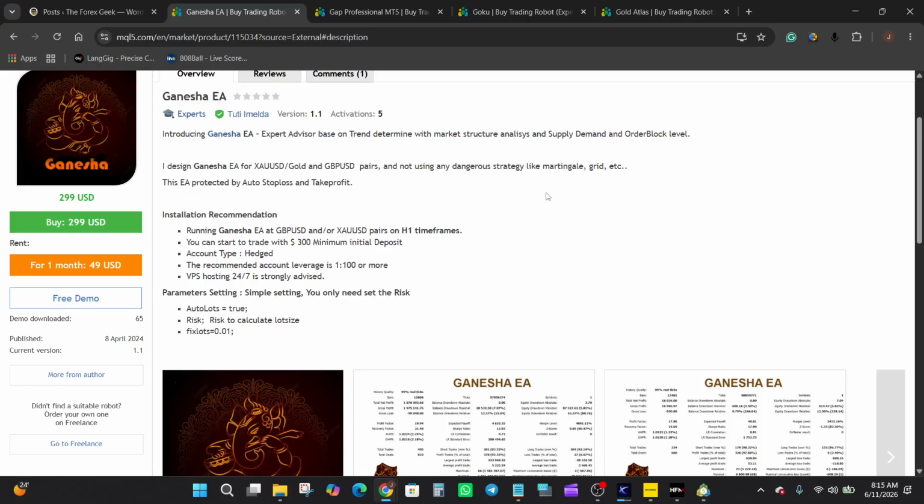Another important point mentioned by the developer is that the EA does not use martingale, grid, or similar high-risk recovery techniques. Instead, the system is described as using automatic stop loss and take profit protection for trade management.